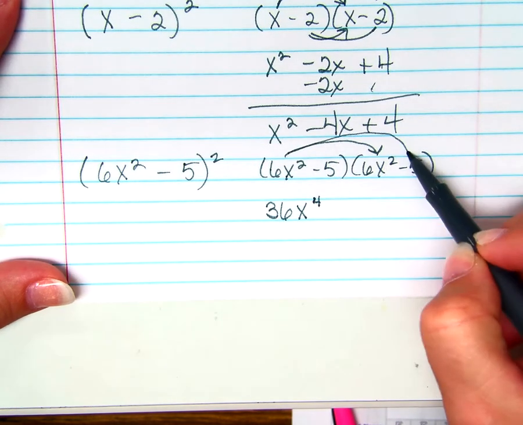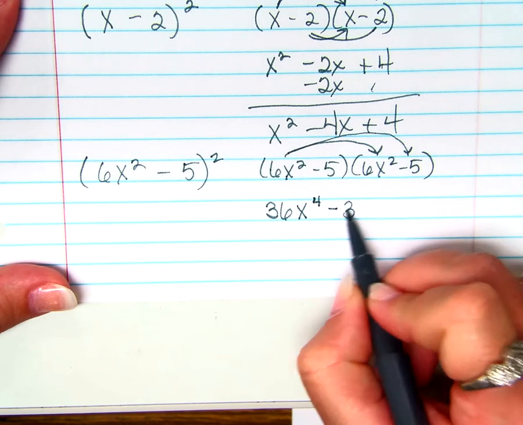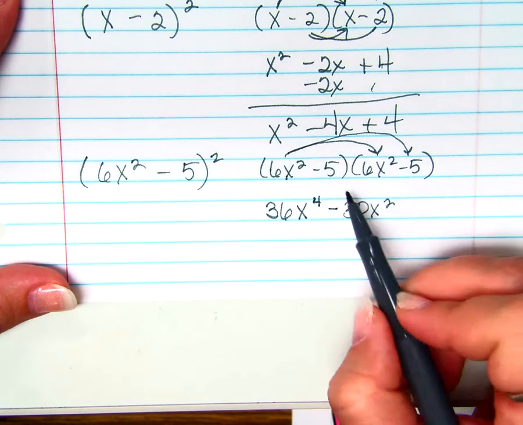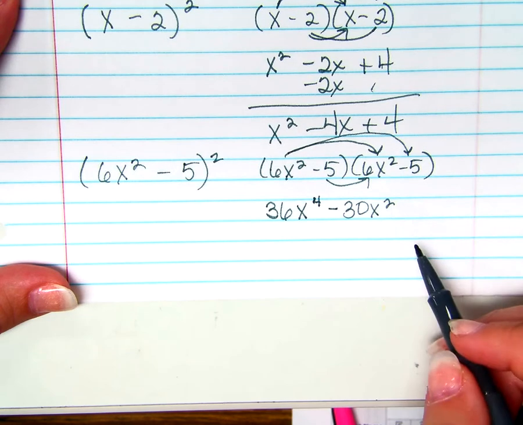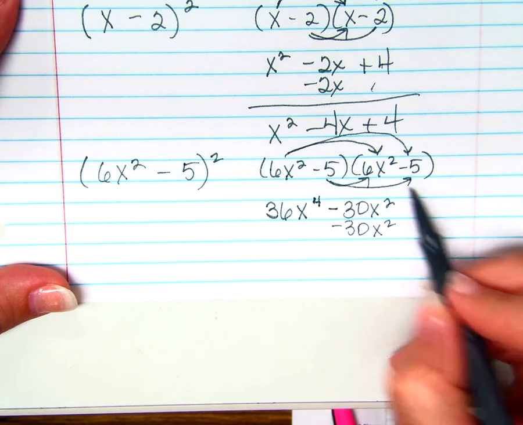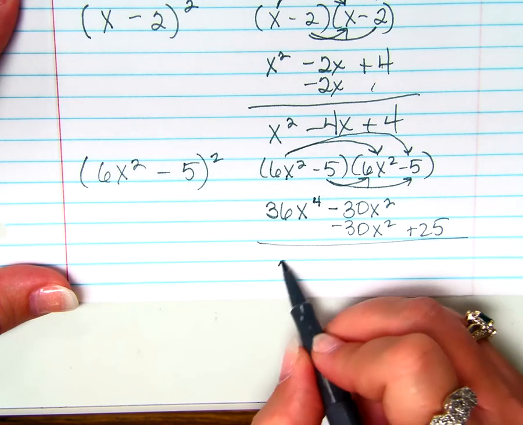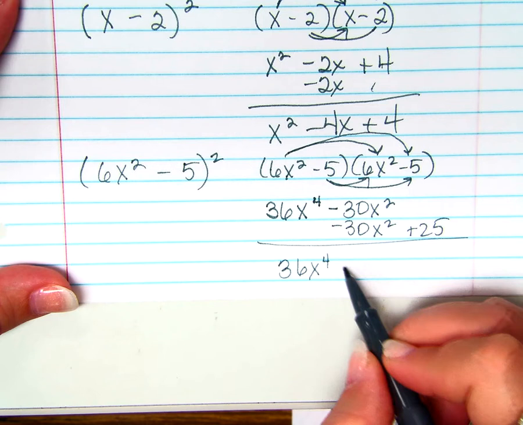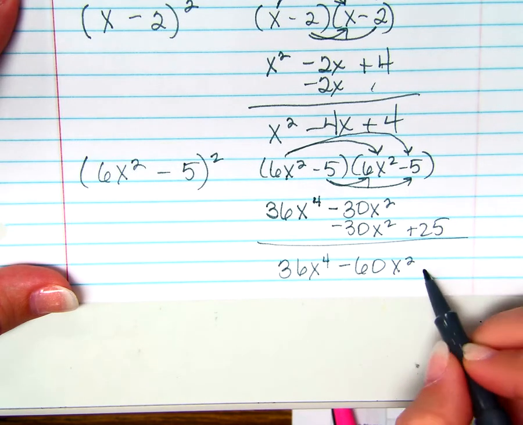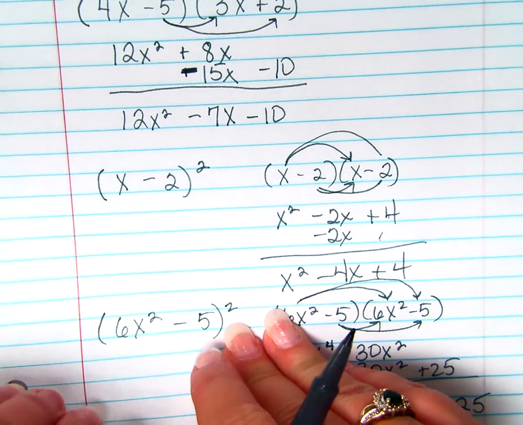6x squared times negative 5. Negative 30x squared. Negative 5 times 6x squared. Negative 30x squared. Negative 5 times negative 5. Plus 25. So when I add those together, I get 36x to the 4th minus 60x squared plus 25. Any questions? Oh, that's a good question. Let's do one like that.